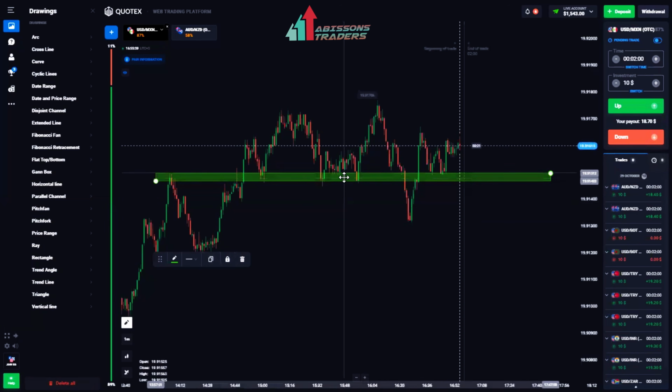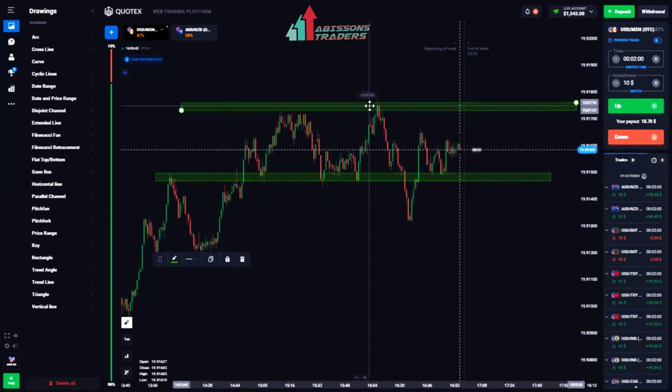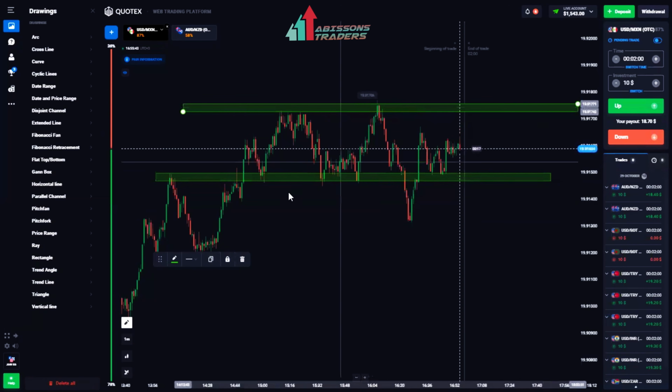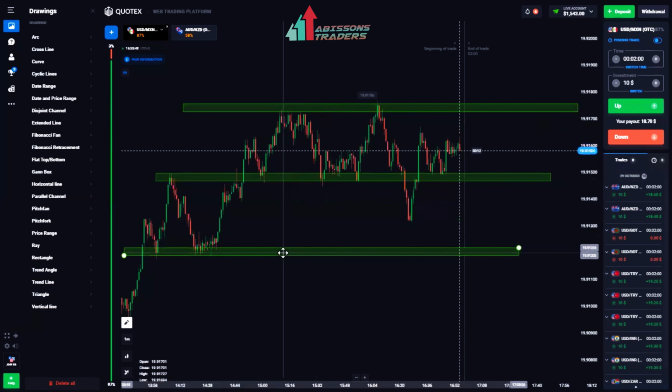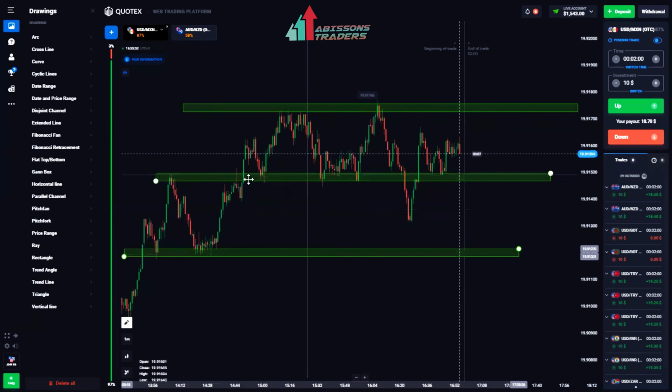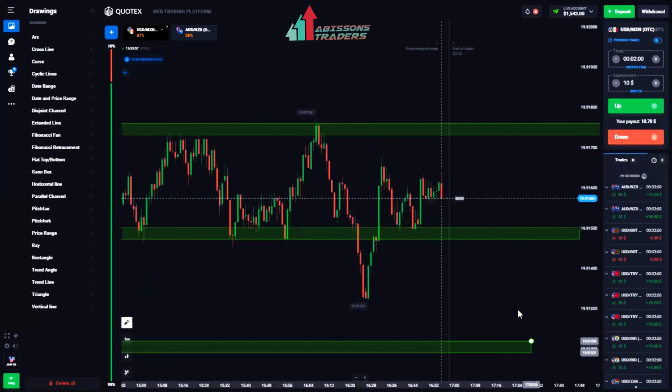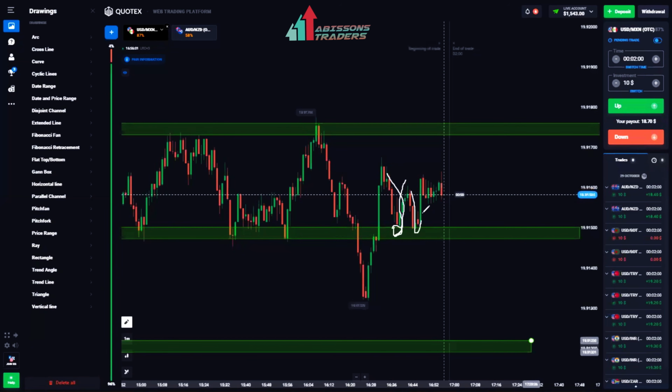You can do another one here. We have another one here. This is another one. This is another zone, and this one, all right. This one covers the wicks. So this one is a zone, all right. So when the market comes here, you can see it is reacting, okay. It comes here, it bounces, comes here, it bounces.